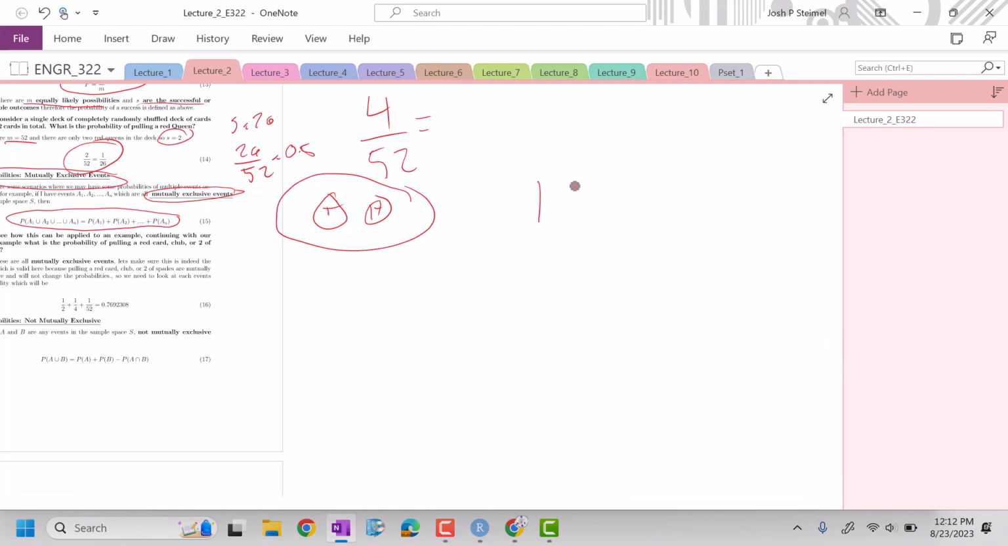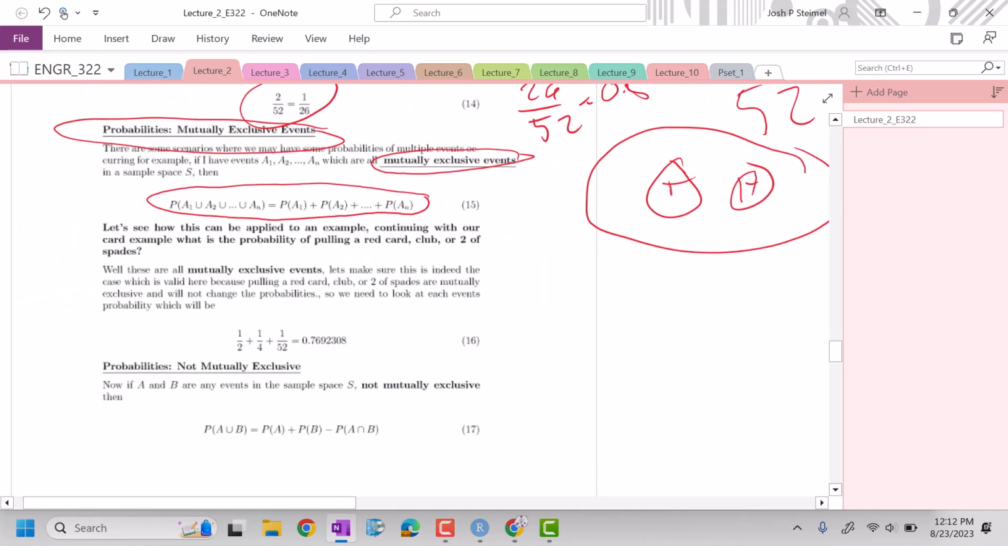Now, things get tricky when events are not mutually exclusive. For example, with a deck of cards, what's the probability of pulling a 2 and an even number? Well, the 2 is an even number, so that is not mutually exclusive. So we have to be careful. We have to see, are these truly mutually exclusive? Can they occur simultaneously or not? We have to be really diligent when we read the problem to ensure that they're mutually exclusive.